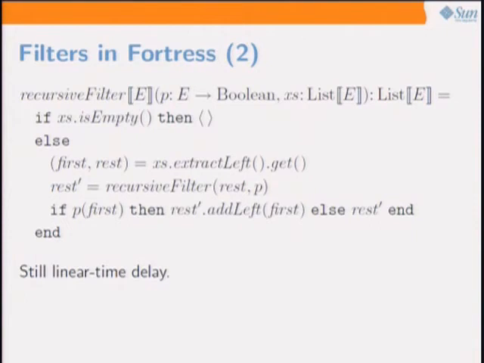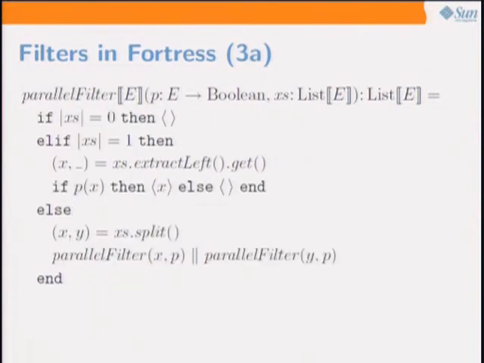Then we compute rest prime by calling recursive filter recursively. And now we test the first item, and if the predicate is true, then we add it onto the left of rest prime, and otherwise we return rest prime. So notice this is adding things onto the left rather than adding things onto the right, but it's still in an accumulative paradigm. Still has linear time delay.